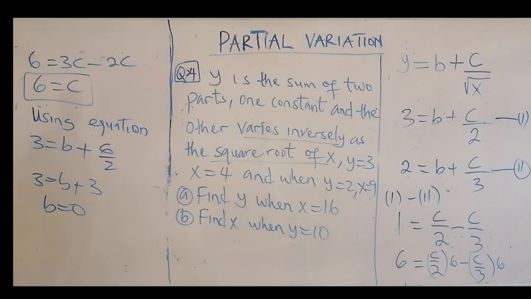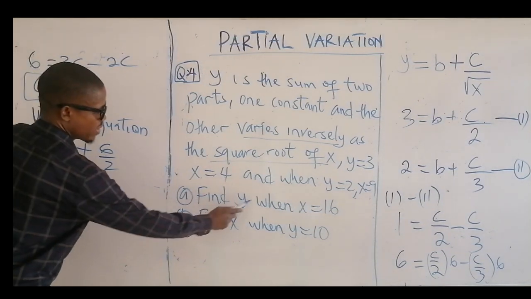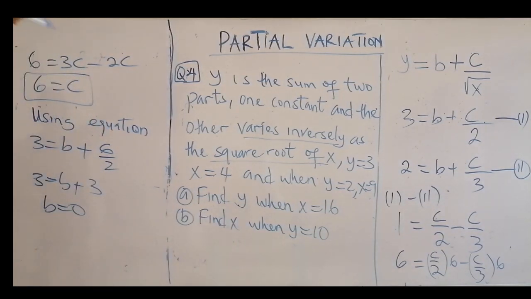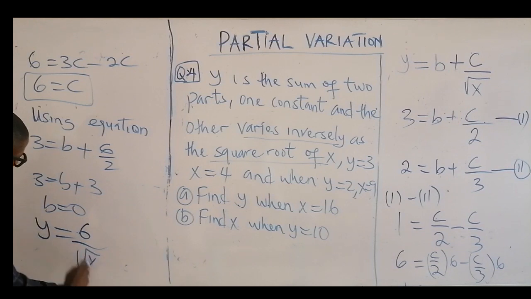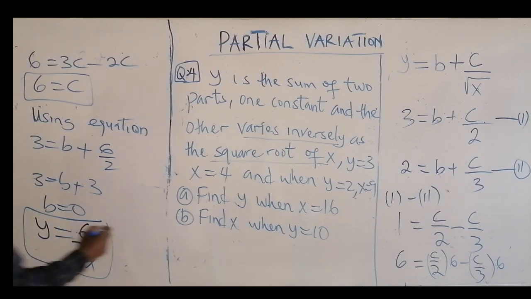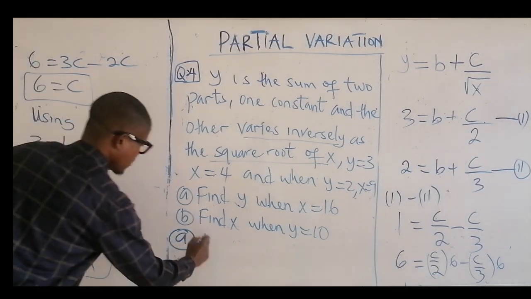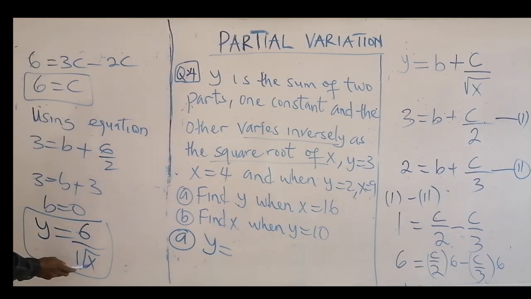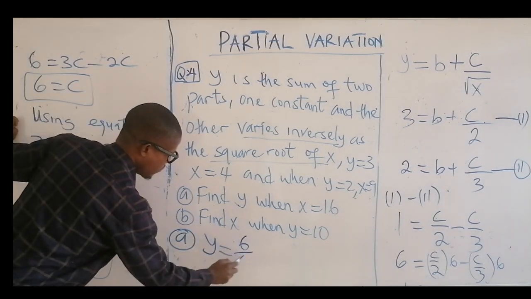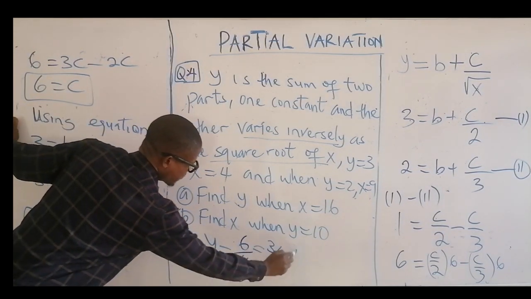So the next thing to do is to find y when x is 16. But before we do that, let's write the relationship between those variables. So y is equal to b, which is 0, so this part is gone. Then we have c, which is 6, over root x. So that's the formula that connects the given parameters. So for part A, find y when x is 16. The root of 16 is 4, so that's 6 over 4, which is 3 over 2, that's 1.5.